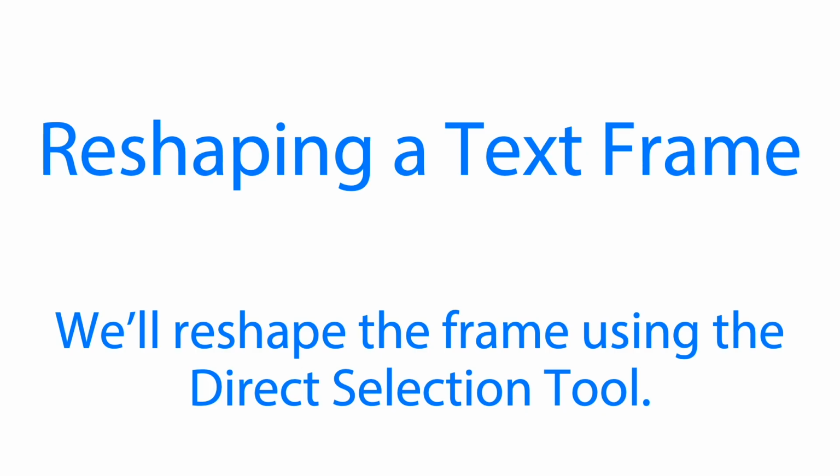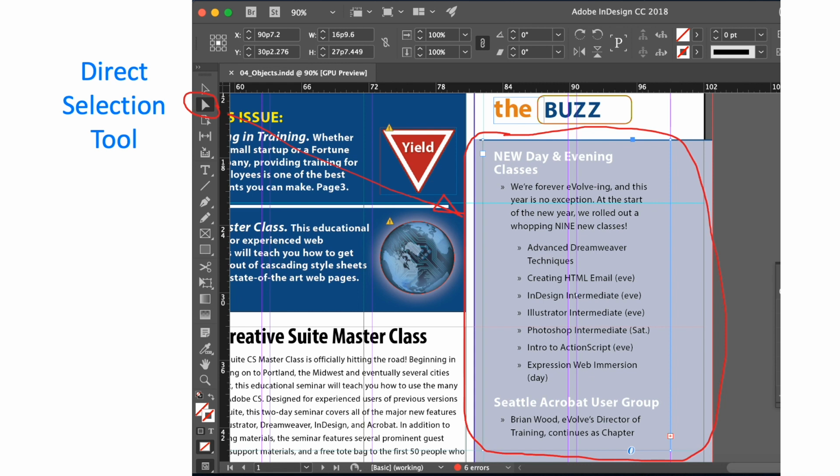Reshaping a text frame. We'll reshape the frame using the Direct Selection tool. That tool is located just below our Selection tool. By using the Direct Selection tool, we'll select the text frame. There are four very small anchor points that now appear at the corners of the selected text frame. The anchor points are hollow, indicating that none of them is selected.